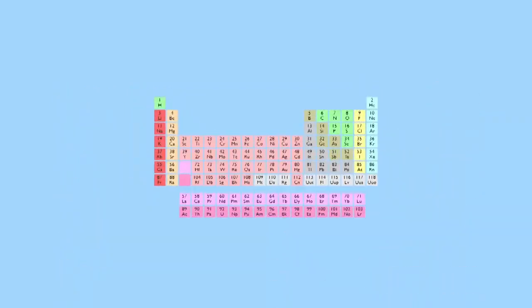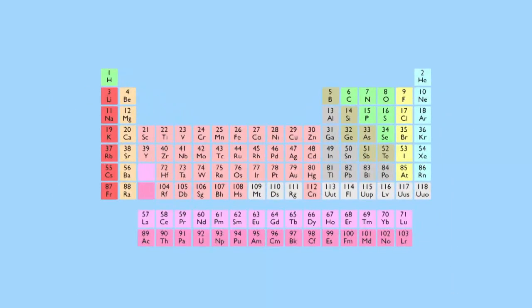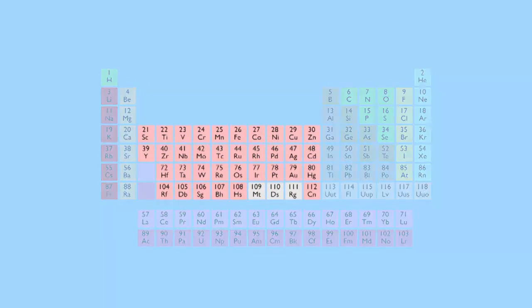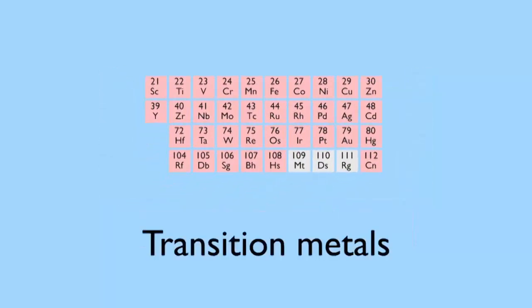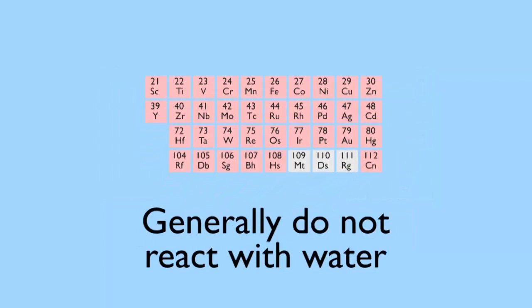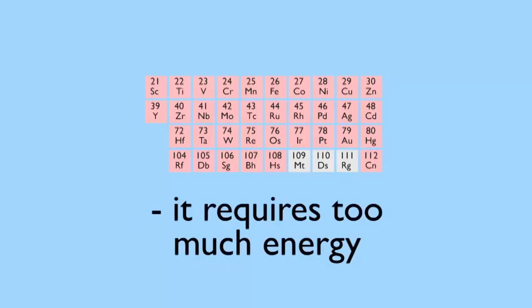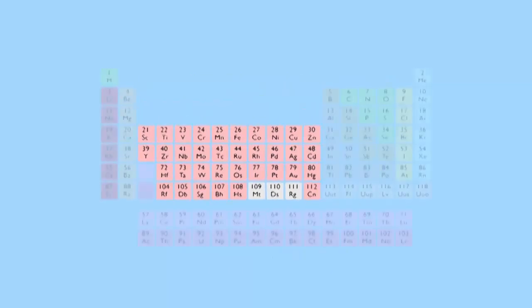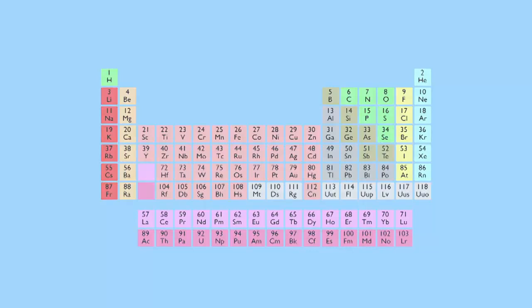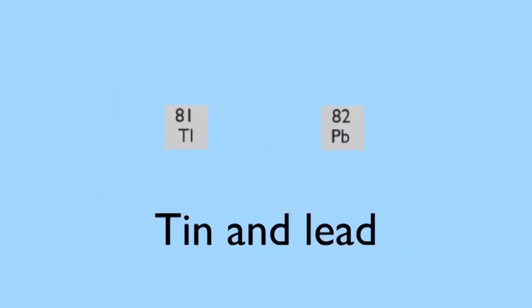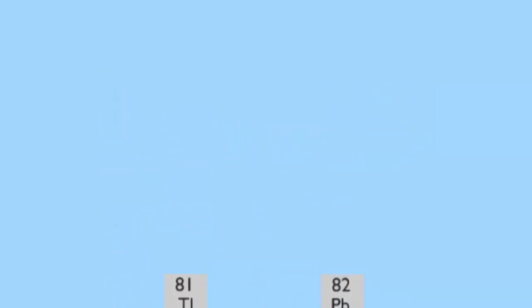What about other metals though, those not in group 1 or 2? In their pure form, the transition metals generally do not react with water. They usually have to give up at least 2 electrons to become soluble ions, and the energy required to do this is just too great. Elements near the border between metals and non-metals, like tin and lead, are inert in water. Molten tin, in fact, is sprayed onto iron cans to stop them reacting with any water contained in whatever is inside the can.